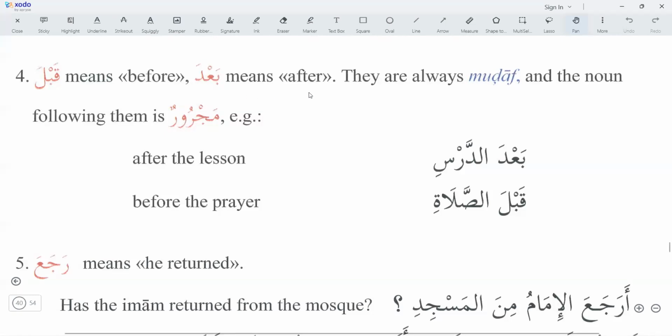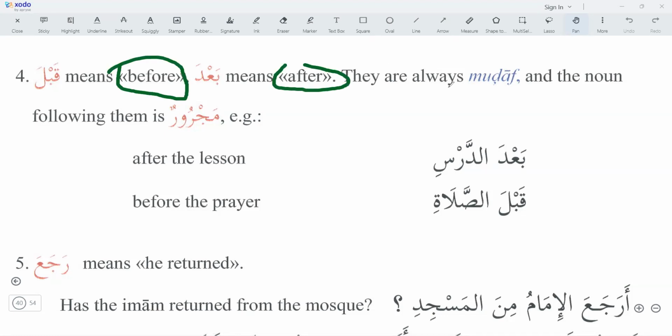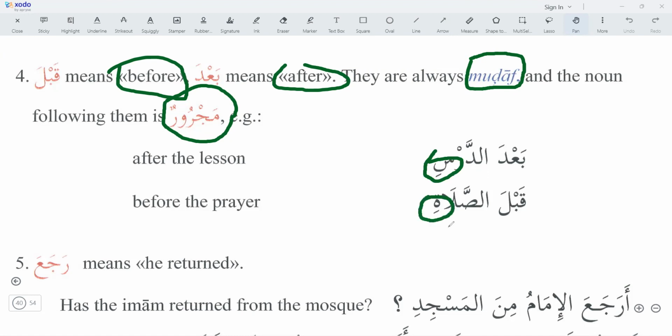Qabla means before and Ba'da means after. They are always mudaf, and the noun following them is majroor because it is mudaf ilayh. Ba'da darsi, after the lesson. Ad-darsi is mudaf ilayh, that's why it is majroor. Qabla salati, before the prayer. Why are they mudaf? Because they are adverbs of time.